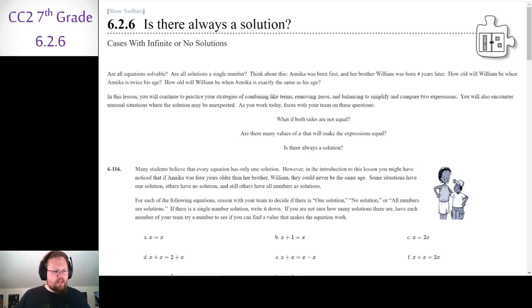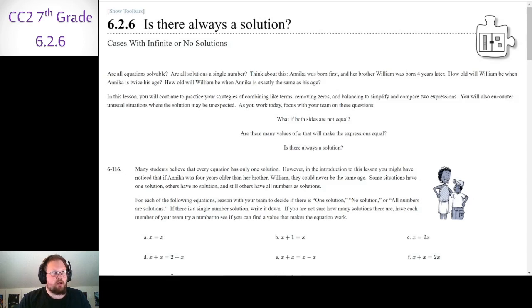Think about this. Anika was born first and her brother William was born 4 years later. How old will William be when Anika is twice his age? And how old will William be when Anika is exactly his same age? Now, these two questions are very different.